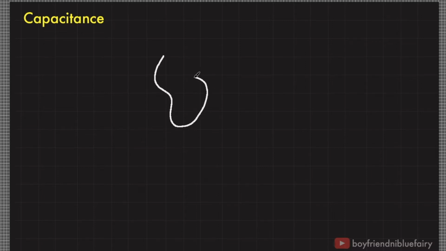Imagine we have two conductors with an arbitrary shape. Now initially, these two conductors have zero charge. If I connect a battery to these two conductors, recall that the circuit diagram for a battery is two parallel lines.